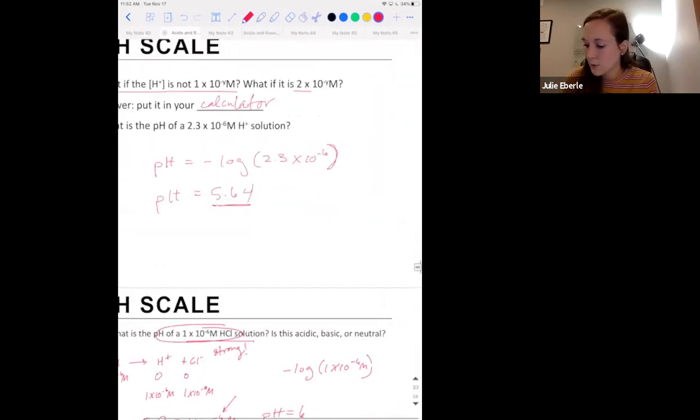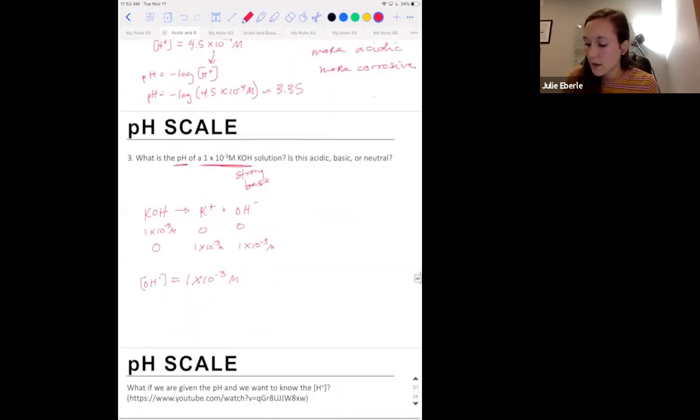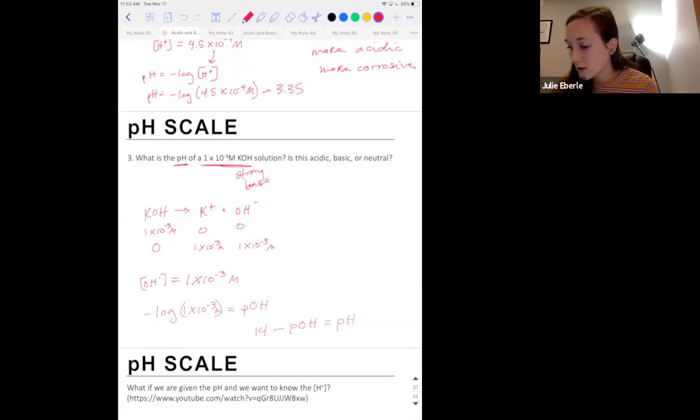I don't know if I'll take the time to work both, but we can say, okay, negative log of 1 times 10 to the minus 3 equals pOH. Then, once we get that, we could say 14 minus pOH equals pH. All I did is I took this equation, 14 equals pH plus pOH, and I just subtracted off pOH from both sides. So pH in this case is going to give you 14 minus pOH, okay?